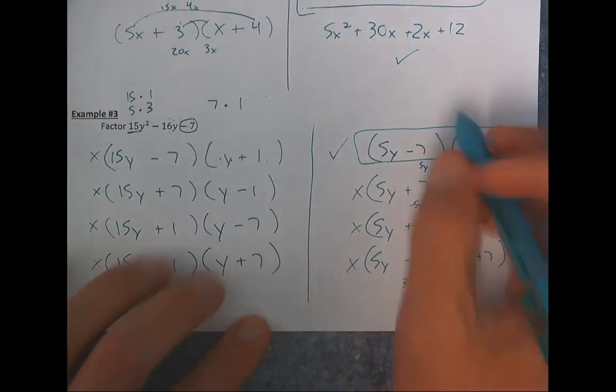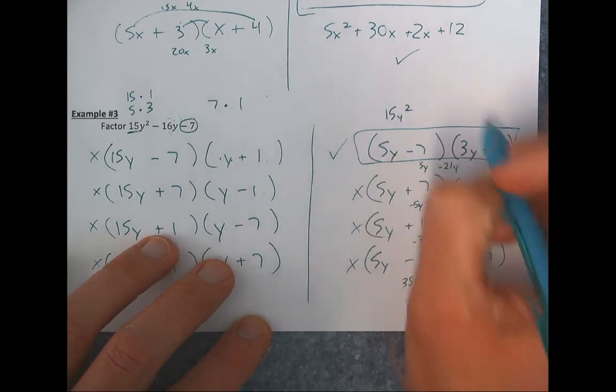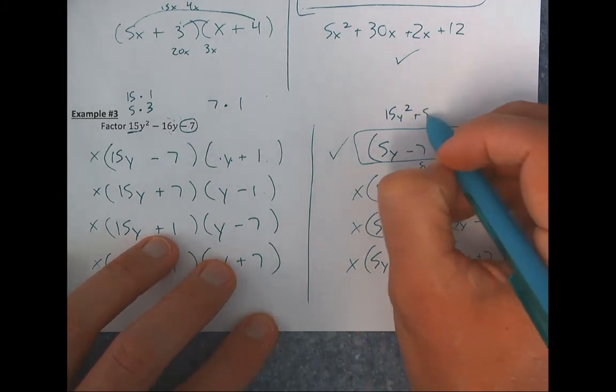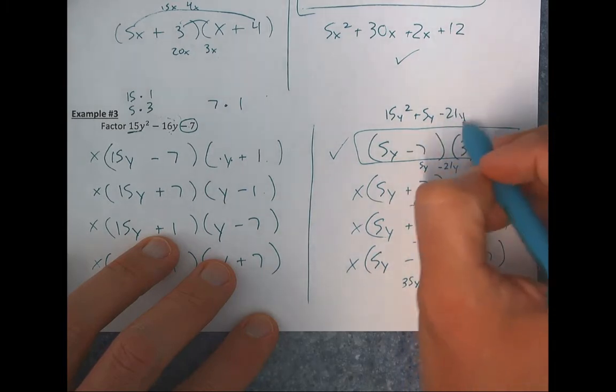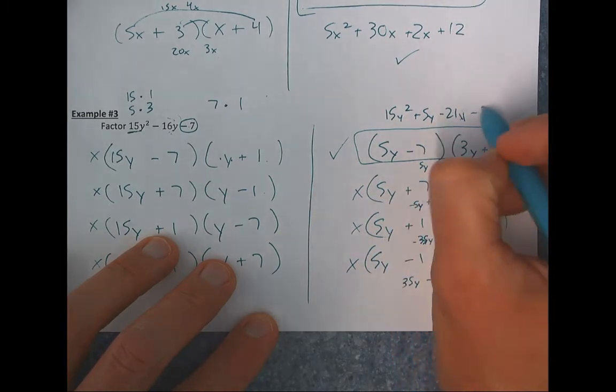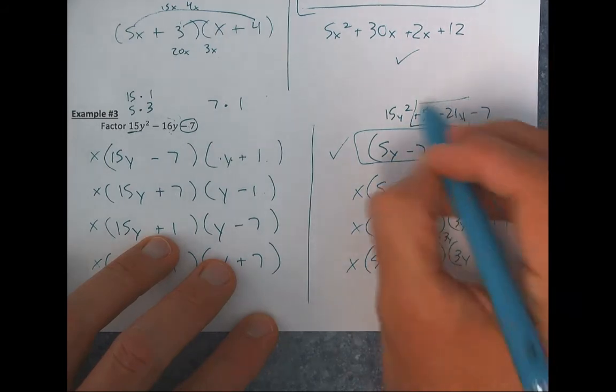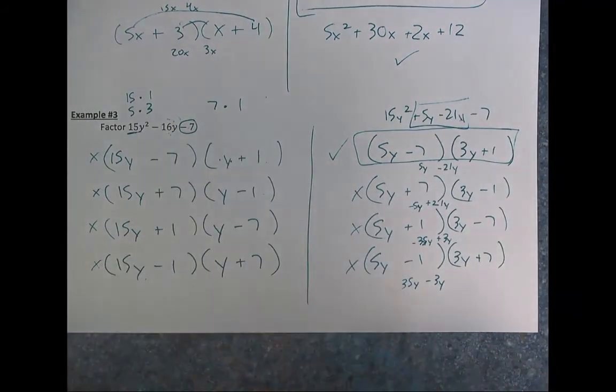You're going to get 15y squared. You're going to get positive 5y. You're going to get negative 21y. And you're going to get negative 7. These two will combine to create your negative 16, and you are good to go.